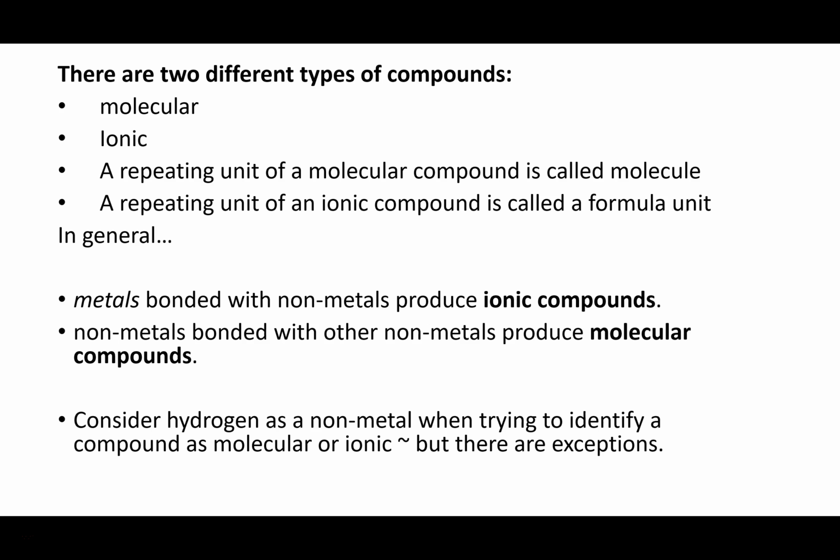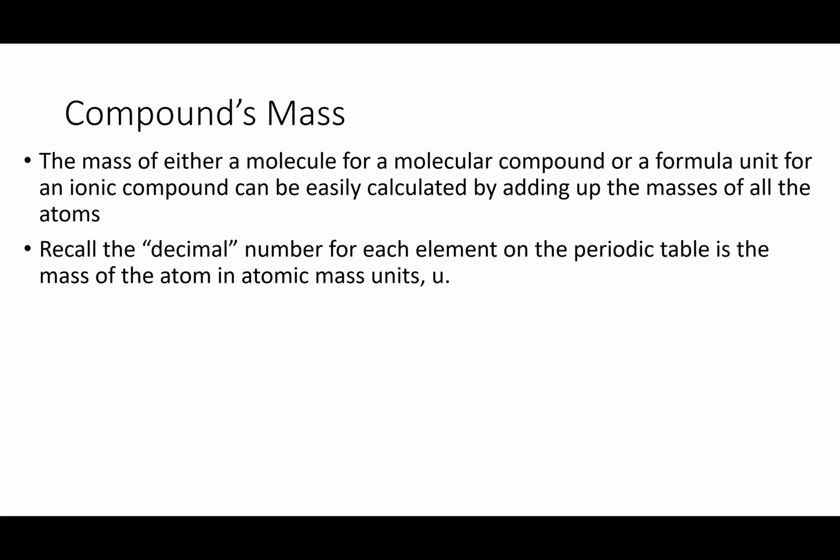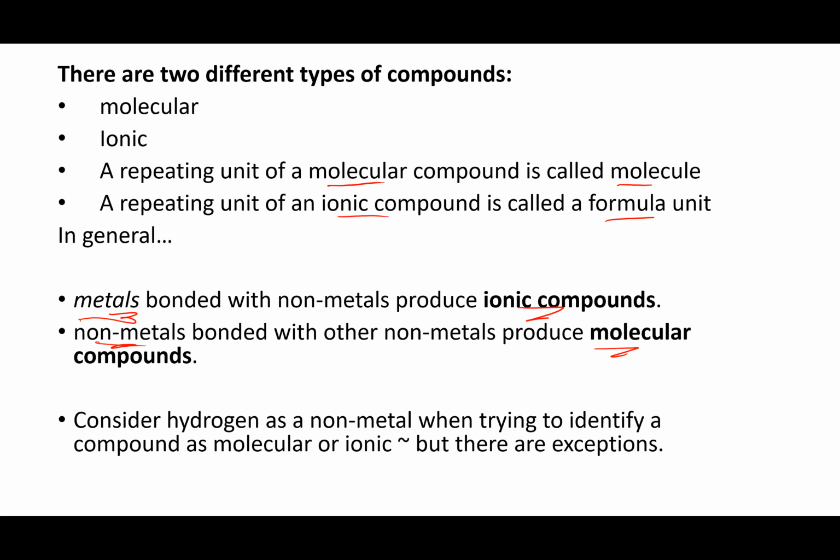All right, part 3. There are 2 types of compounds, ionic and molecular. Molecular compounds are called molecules, ionic compounds are called formula units. If you have a metal there, then you must have an ionic compound. If they're all nonmetals, it's a molecular compound. In the case of that, we're talking about hydrogen being a nonmetal. Ionic versus molecular bonds, maybe that's coming up. Make a little note there.